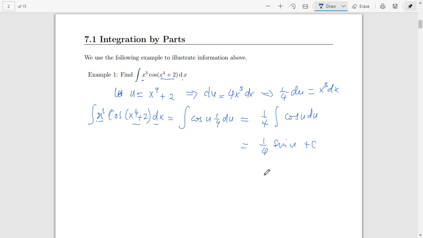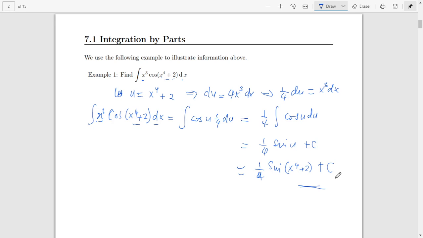Now, if you make a u sub, when you are done with the integration, your answer should go back to the original variable you're working with. We are working with x and not u, so I have to replace my u with its value. This is 1 over 4 sine of x to the 4 plus 2 and then plus c. This is the integral of the function that we are given.